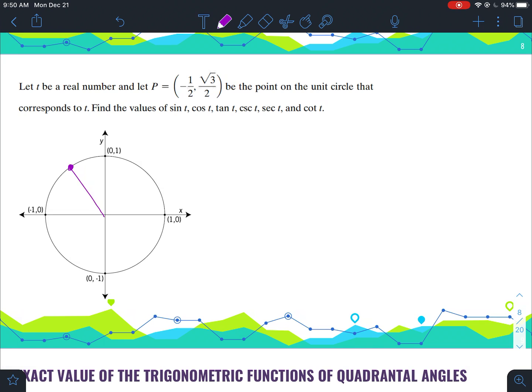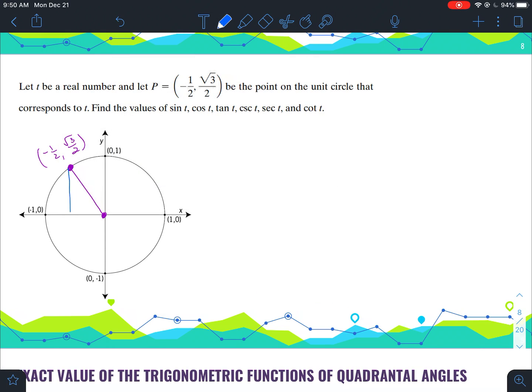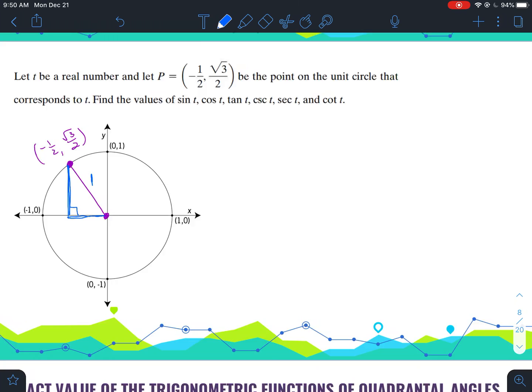So to do it, if they're not giving you a degree measurement and they're just giving you a point on the circle, first you draw that point on the circle, and then we've got to draw a right triangle. So you start at the origin, draw to the point on your circle. So this is negative 1/2, and then square root 3 over 2. And then to finish your triangle, you always connect it back to the x-axis. So there's my right triangle.